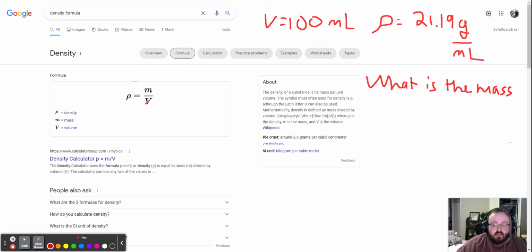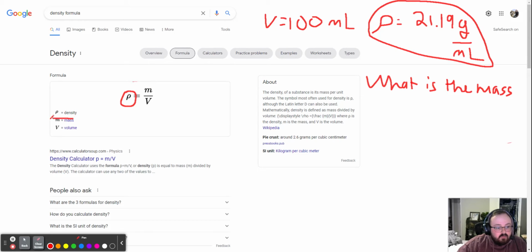When you have a formula like this, these are variables that mean something. This symbol represents our density value, and I have this up here. This M here represents mass, so you will put in a mass here. You should know what units go with mass. That's when we took the scale and put our metal on the scale. That was in units of grams.